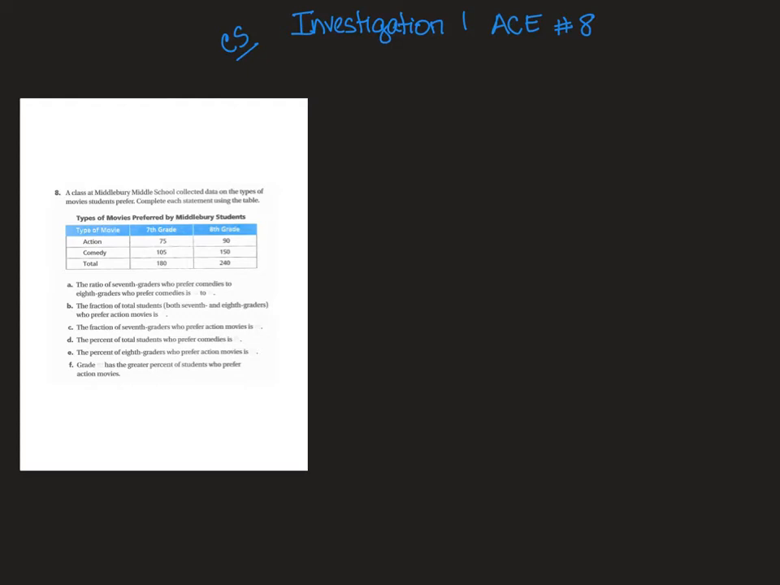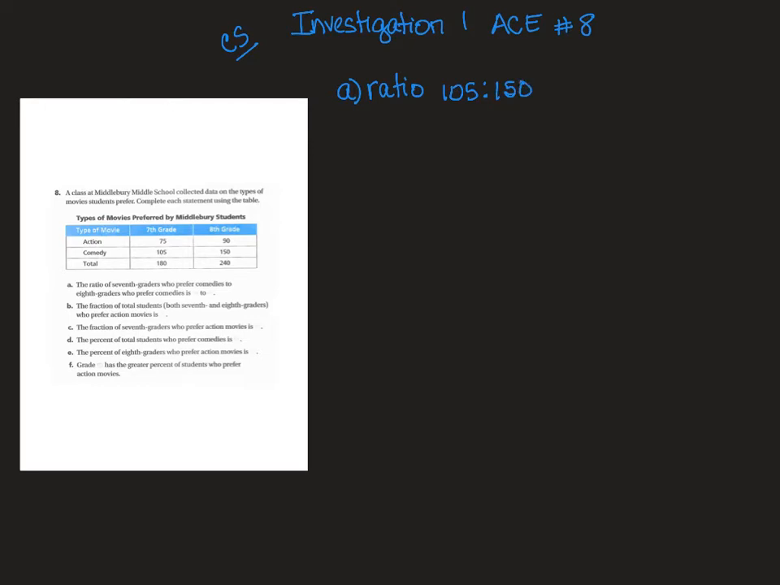Okay, so in A, the first one, it says, okay, let's do a ratio. The ratio is going to be 7th graders who prefer comedies to 8th graders who prefer comedies. So we're on the comedy line. I'm looking at 7th graders and then 8th graders. And so the 7th graders are a ratio of 105 to the 8th graders, which is 150.